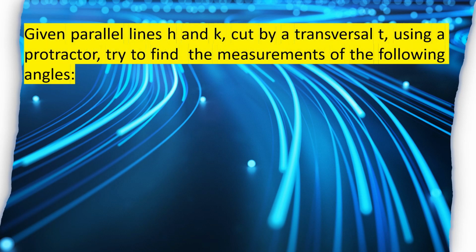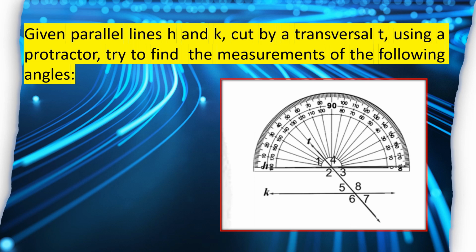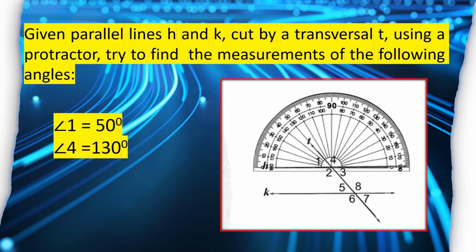Given parallel lines H and K cut by a transversal T, using a protractor, let us try to find the measurements of the following angles. So we have here the two lines intersected by the transversal. Angle 1 is equal to 50 degrees, while angle 4 is equivalent to 130 degrees.